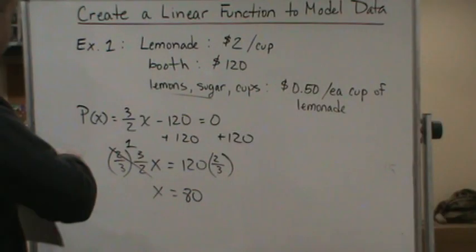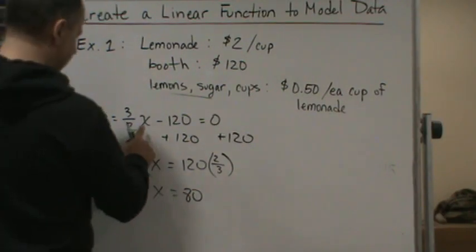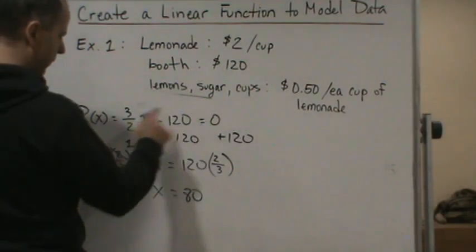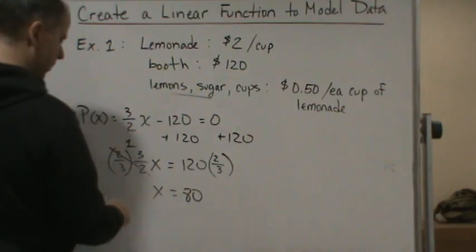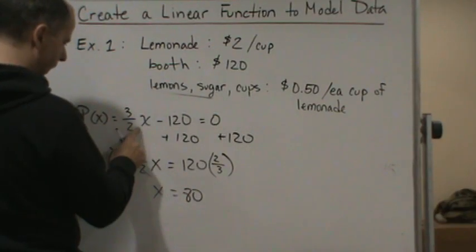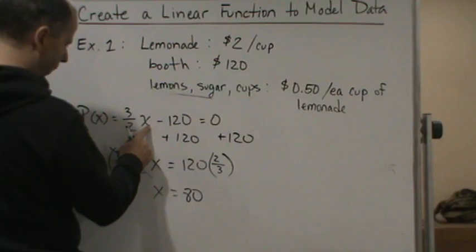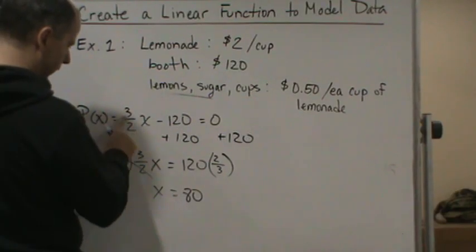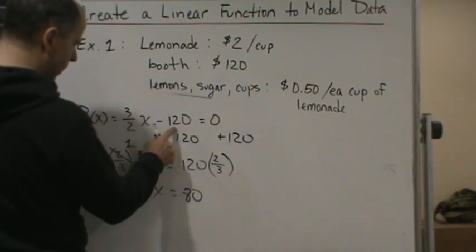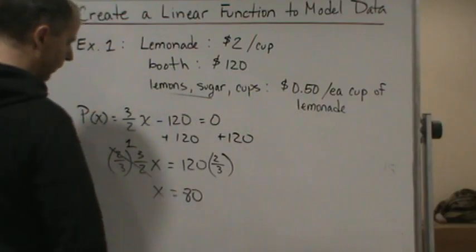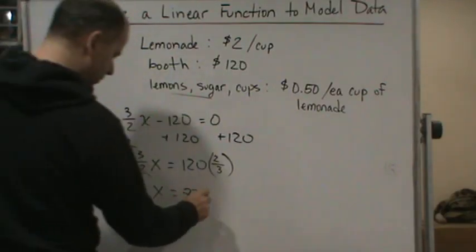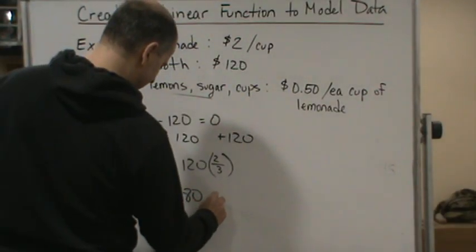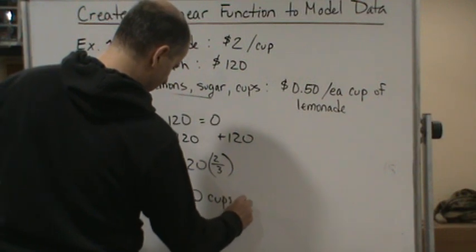And if you want to prove it, just stick 80 into here and see if you get 0, right? If you want to check your answer, make sure you got it right. So 80 divided by 2 is 40. 40 times 3 is 120. 120 minus 120 is 0. And so then our answer would be, we need 80 cups of lemonade.